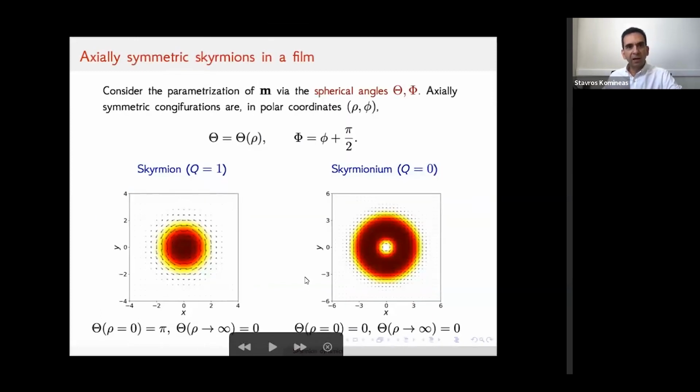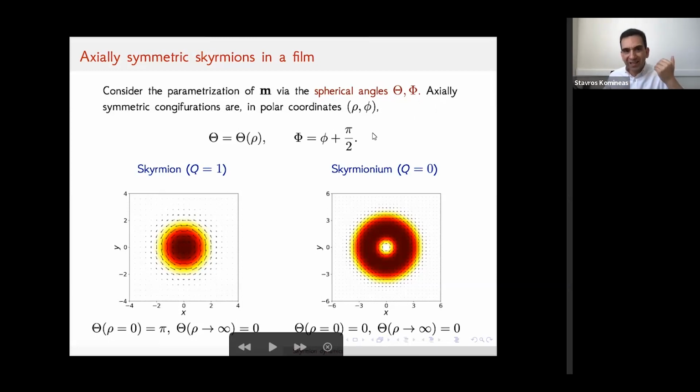Now, let us focus first on the simplest cases. We already talked about the skyrmion. I already said that this is an axially symmetric configuration, but let's make it a bit more formal. You describe this vector M by the spherical angles theta and phi. You are on the unit sphere, so you can take spherical coordinates, theta and phi. You don't need the radial coordinate.